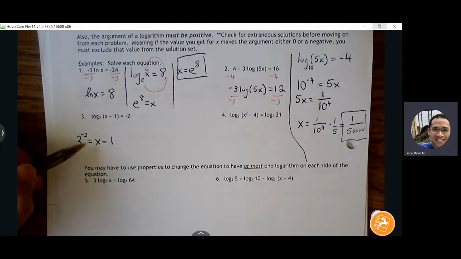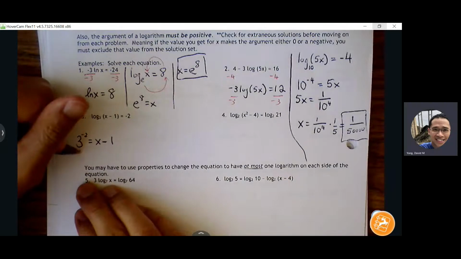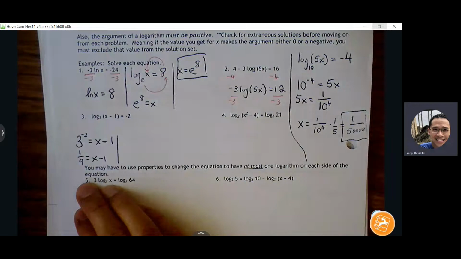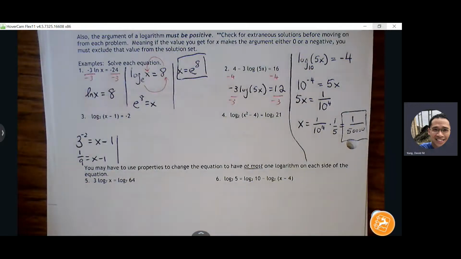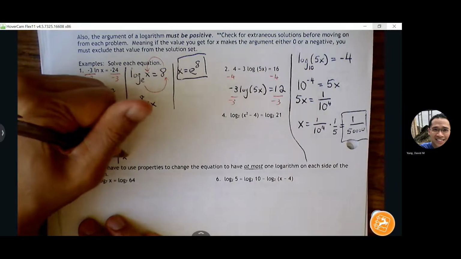What's another way of cleaning up 3 to the negative 2? 1 over 3 squared, which is 1/9. Okay, add 1 to both sides. 1/9 plus 1 is the same thing as 1/9 plus 9 over 9, which is 10 over 9.